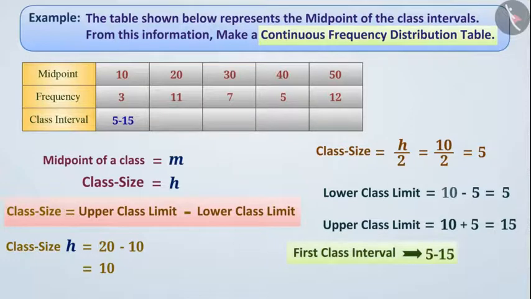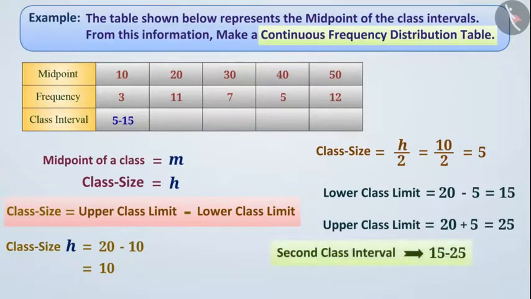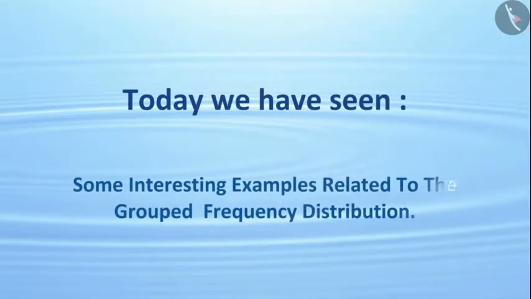In the same way, we can get the lower class limit 15 of another class by subtracting 5 from the midpoint 20 and adding 5 to 20 to get the upper class limit 25 of the second class. So, the second class interval will be 15 to 25. Similarly, we can find all class intervals in this way. Now we can make a continuous frequency distribution table in this way from the information given. So today we have seen some interesting examples related to grouped frequency distribution.